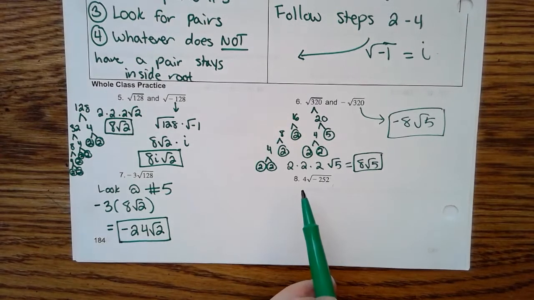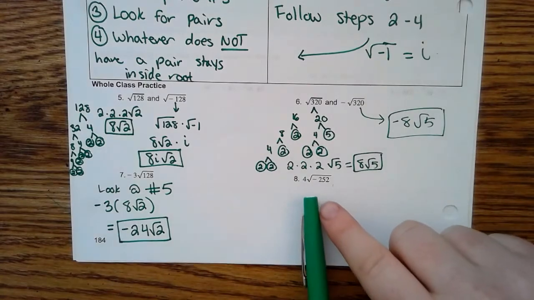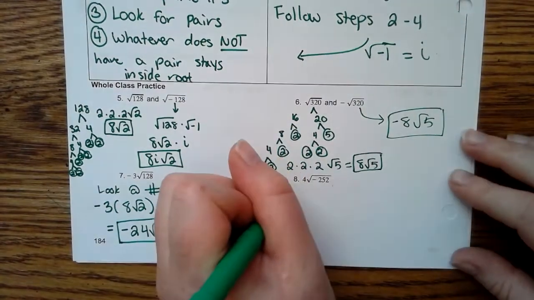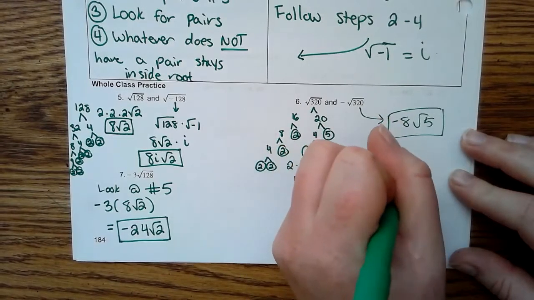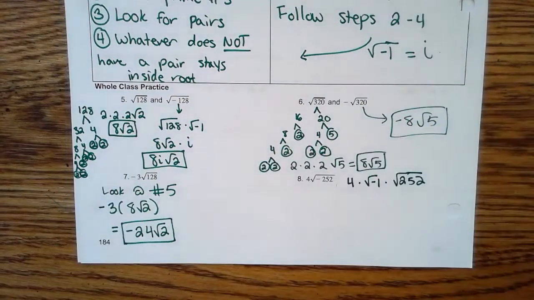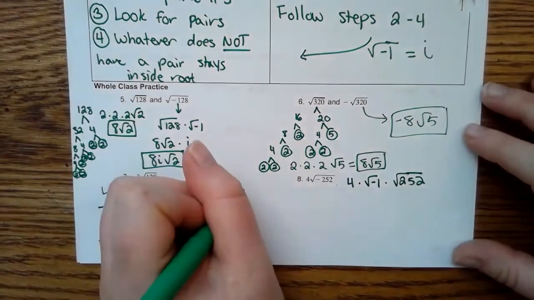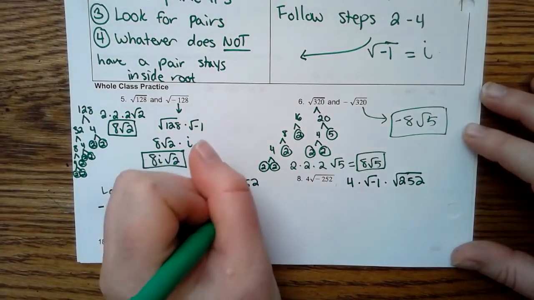Okay, negative 252. Notice the negative's on the inside, so I'm going to get an i. So I'll rewrite that as 4 times the square root of negative 1 times 252. You don't have to rewrite it, it just helps me. So a factor tree for 252.